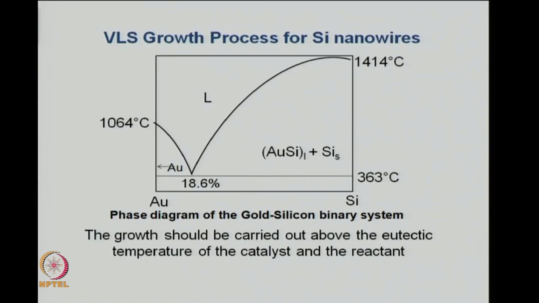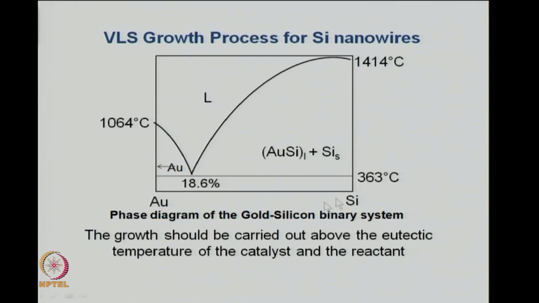So, typically, as we are discussing the growth of silicon nanowires, we normally choose, as we said, gold or platinum as the catalyst. So, the phase diagram of gold and silicon is something which one has to study before one starts to plan an experiment of growing silicon nanowires with gold as a catalyst or an impurity.